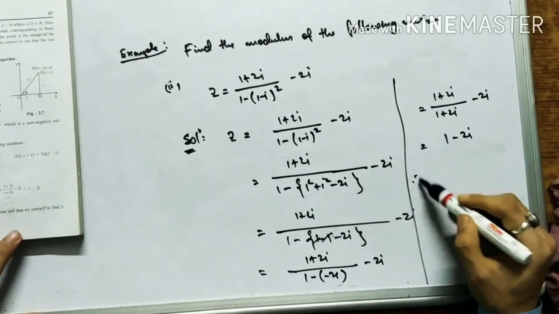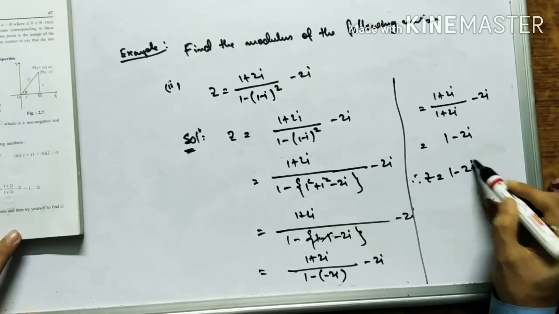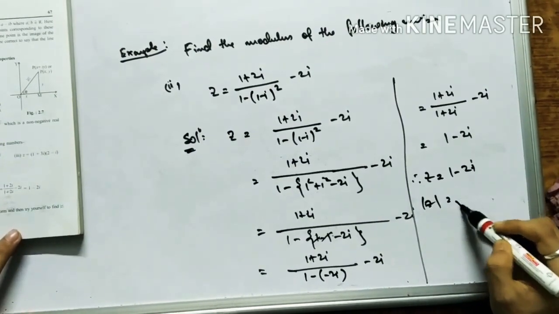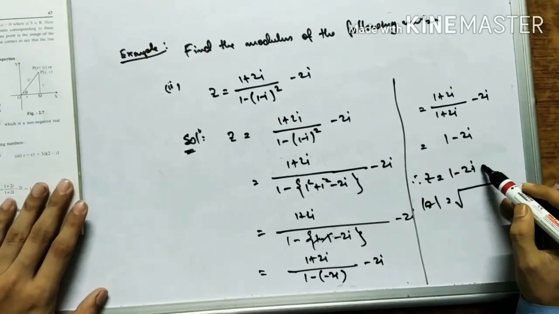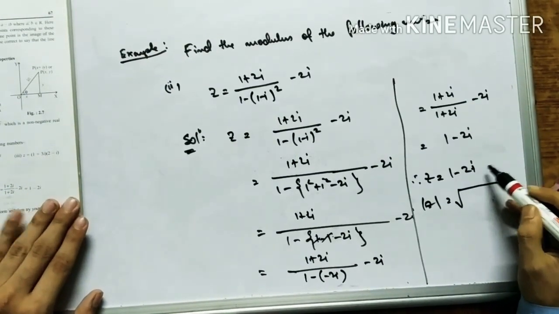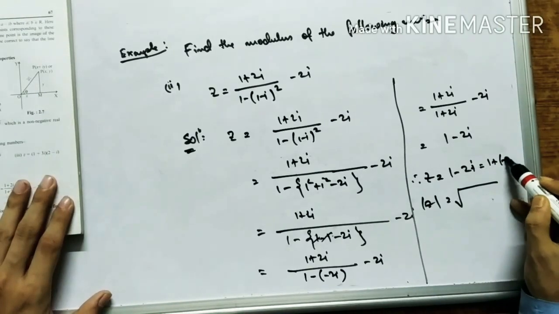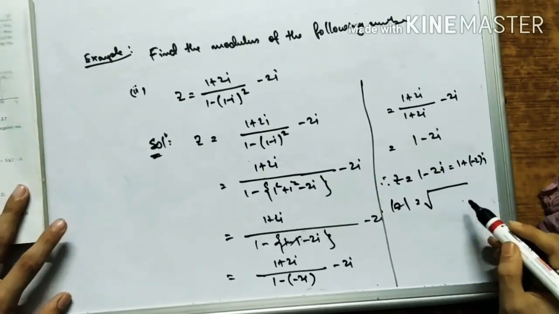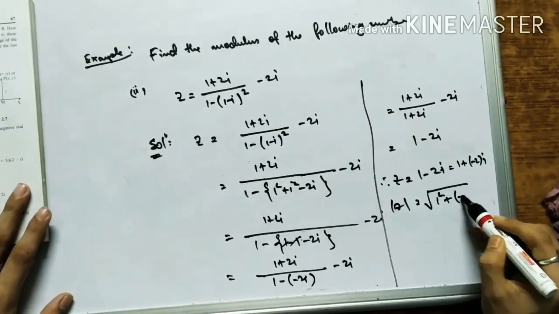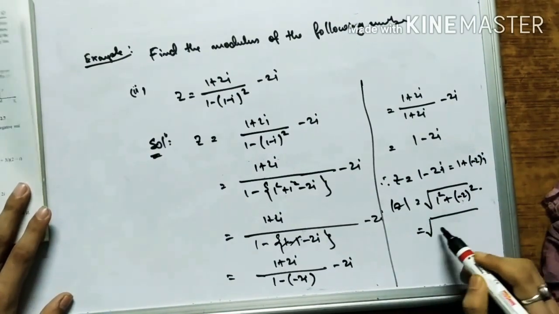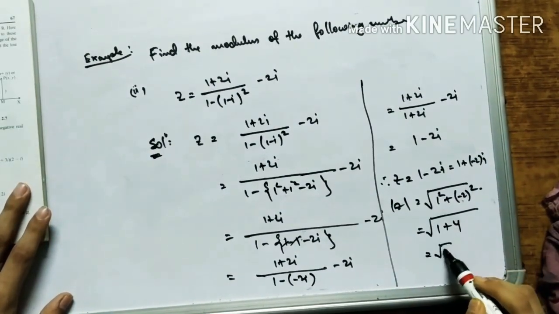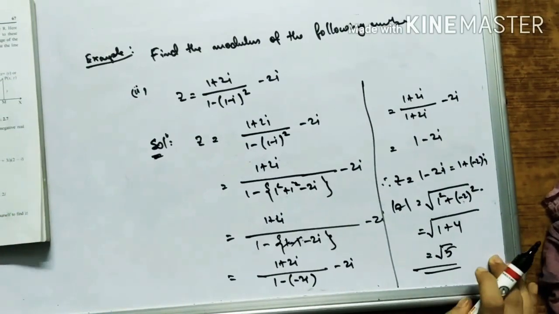So what I got is z equals 1 minus 2i. Therefore the modulus of z will be root over, if you want, you can write it as 1 plus minus 2i. So modulus of z will be 1 square plus minus 2 the whole square, which gives me 1 plus 4, which gives me root 5. And this is our answer.